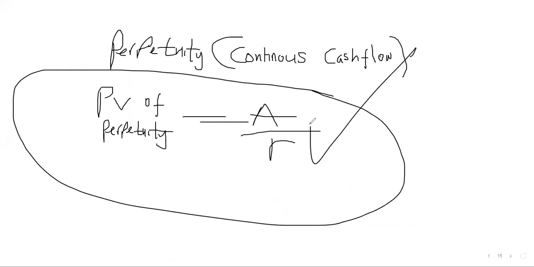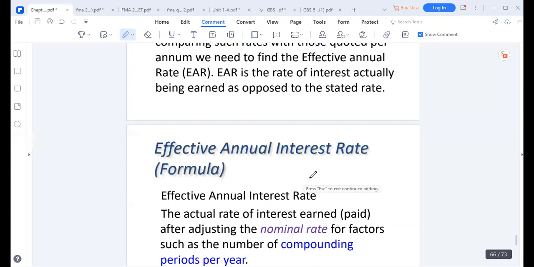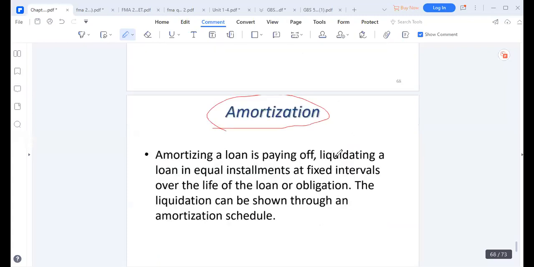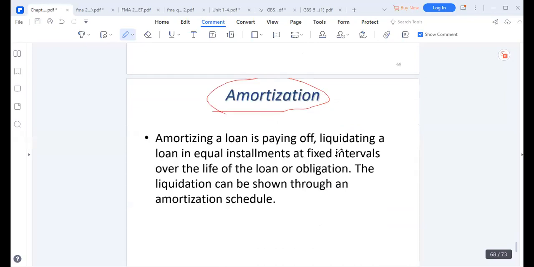Okay, so now we are getting down to amortization. Let's get into the amortization of a loan. An amortization of a loan looks at the breaking down of paying off or liquidating a loan in equal installments at fixed intervals over the lifetime of the loan obligation. The liquidation can be shown through an amortization schedule.